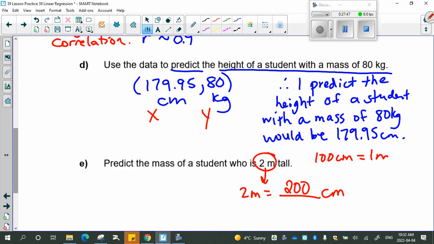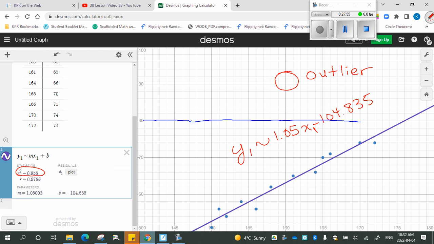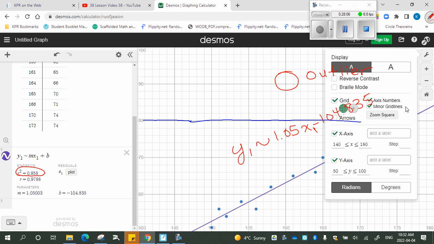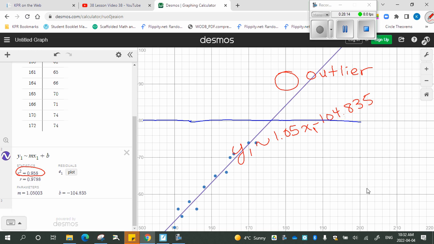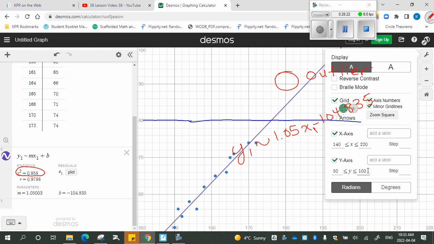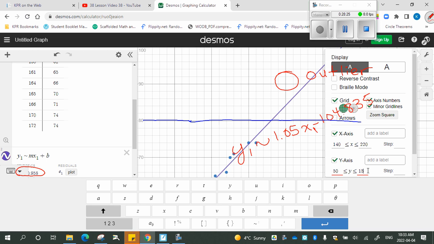Good. Okay. So now I'm going back to my graph. And I want to find 200 centimeters. And notice I don't have 200 in, so I have to change my window. So I go up to the wrench. And I've got to change this from 180, and let's make it 220. Click on the screen here. And then same thing with my y-axis. I have to go up farther than 100. So I'll go up to 150.